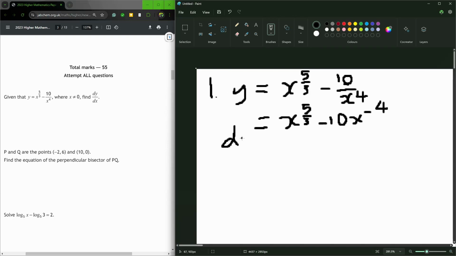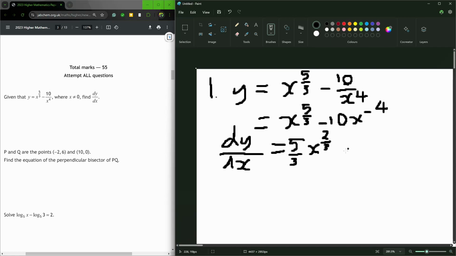So we're just going to put dy/dx. Make sure to put this in because they get really irritated if you don't. And we're just going to do the regular differentiation. So remember, times by the power. So you have 5 over 3 times x, but then we take away 1 from the power. So we have x to the power of 2 over 3.